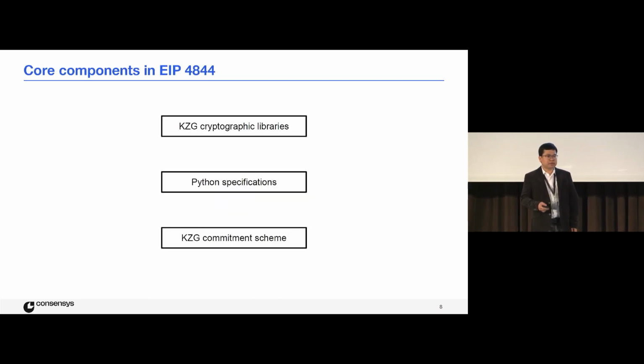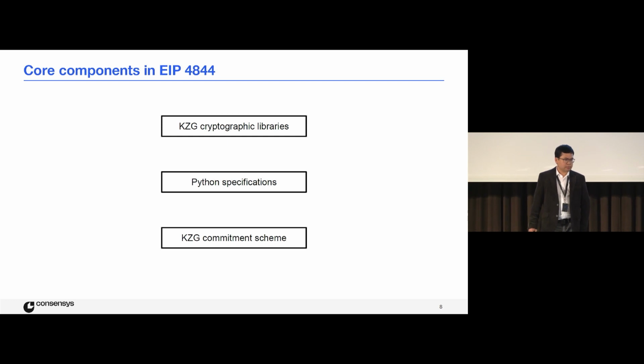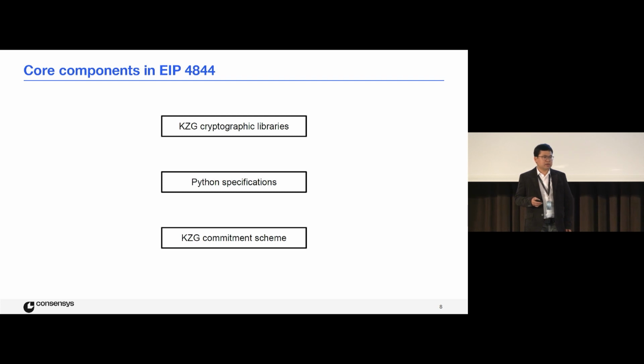And here is my answer. You can see that there are three boxes on the slide, and each box is for one component. First, we have cryptographic libraries for the KZG commitment scheme. The next thing we have is the Python specifications for this EIP. And the last one is the pseudocode of this commitment scheme.